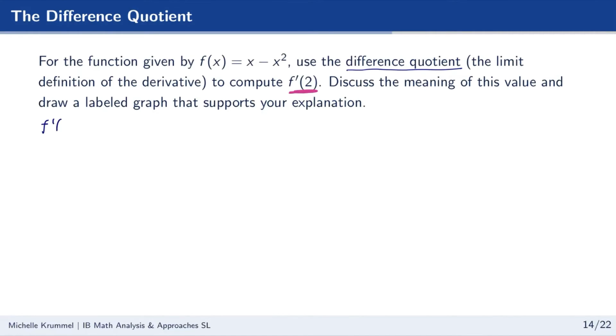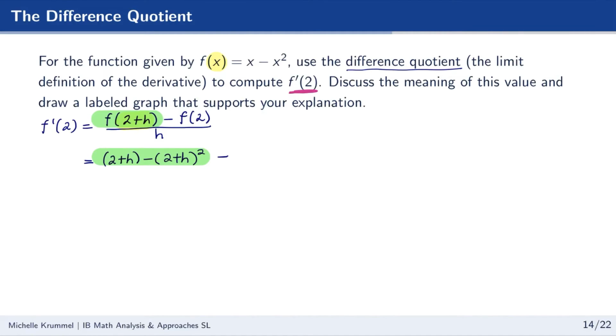Okay, so f prime of 2, let's use our limit definition of the derivative, is equal to f of 2 plus h minus f of 2 over h. F of 2 plus h means 2 plus h is our new input. So we're going to go to the function f of x and replace all of the x's with 2 plus h. So that would be 2 plus h minus 2 plus h squared. That's f of 2 plus h. So let's highlight that. F of 2 plus h right there.